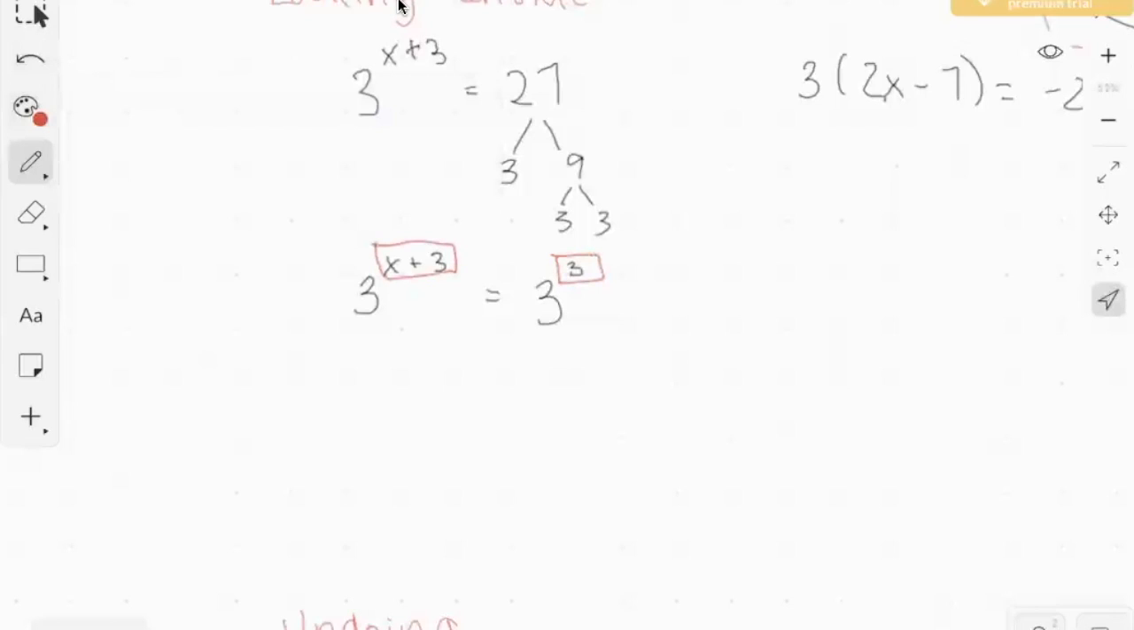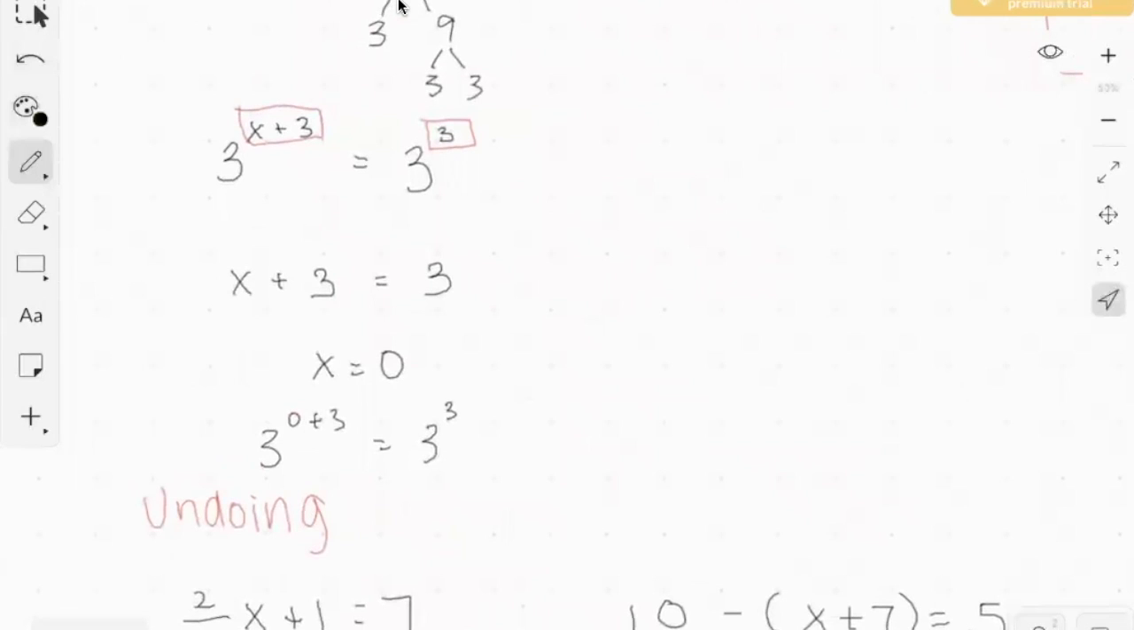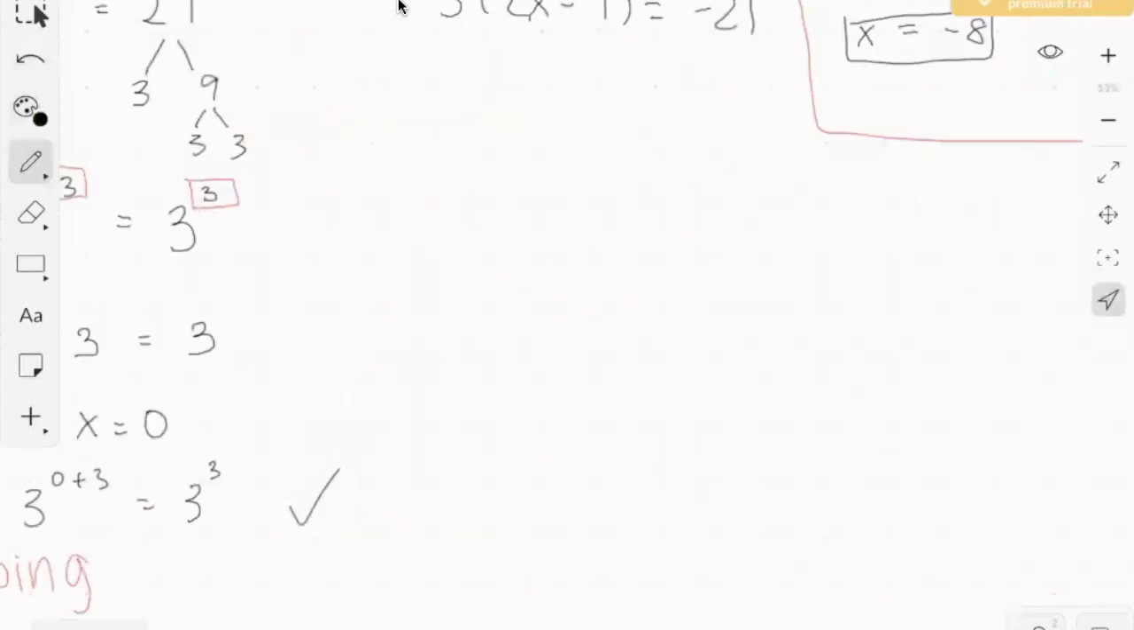So we can just focus in on these numbers. So x plus 3 equals 3. How will we make that happen? So x in this case would have to be 0. And if we look back to the bigger problem, 3 to the power of 0 plus 3 equals 3 to the power of 3, which equals 27, so it's correct.